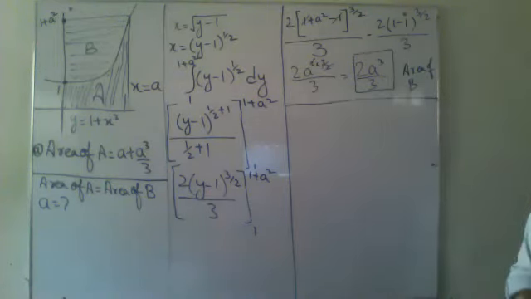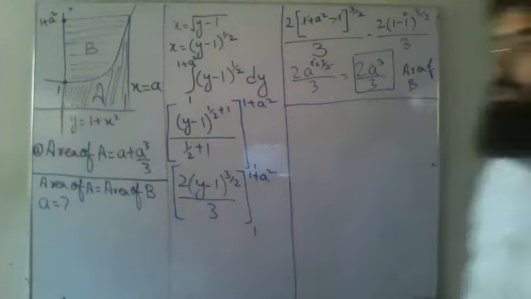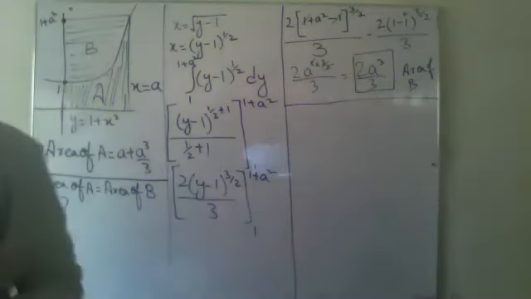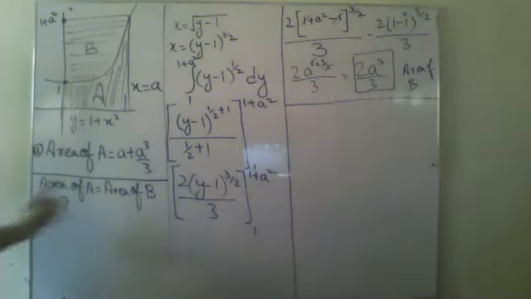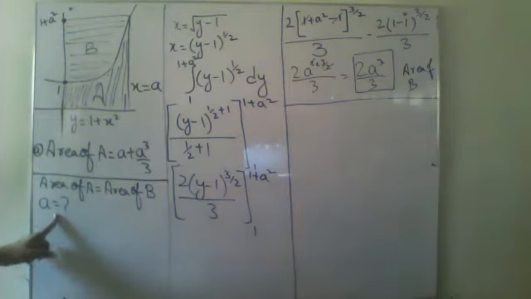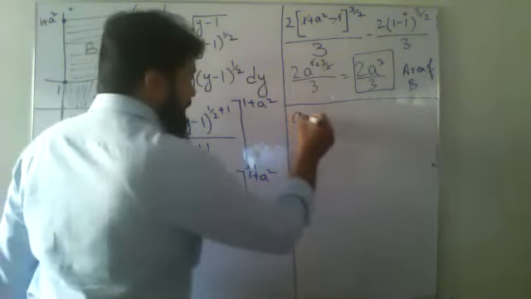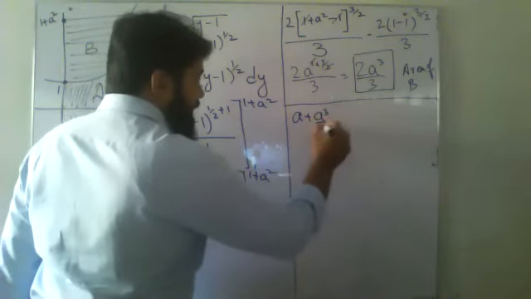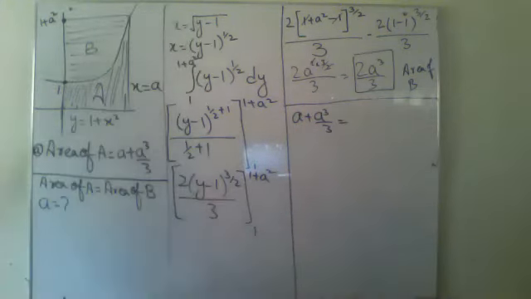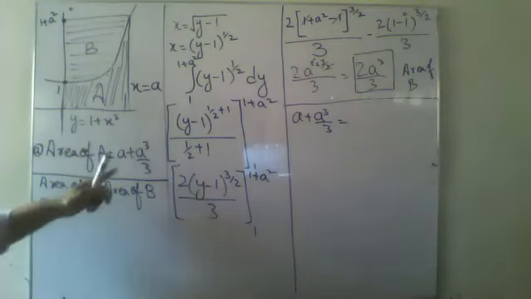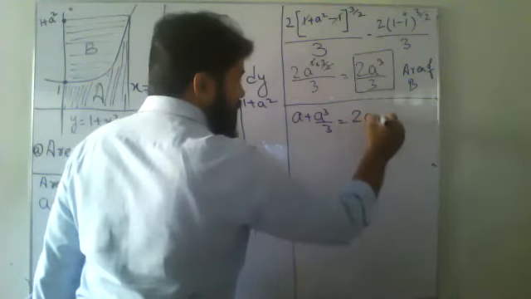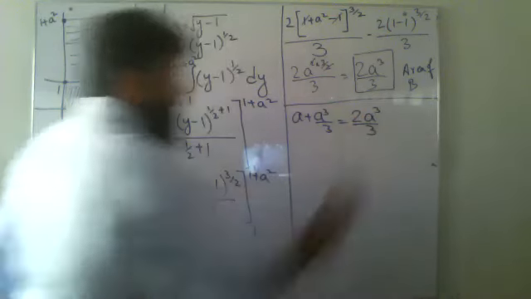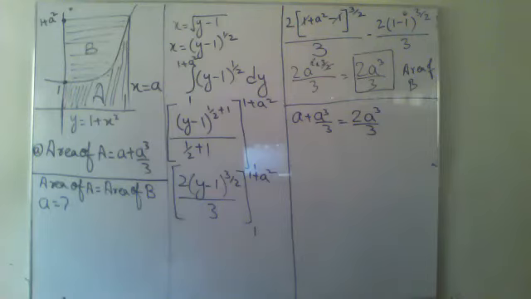But this was not my task. They were not asking for area of B. They have asked that if area of A and area of B are equal, you have to find the value of a. So what was area of A coming? It was coming a plus a cube over 3. And what is this one coming? This one is coming 2a cube over 3.